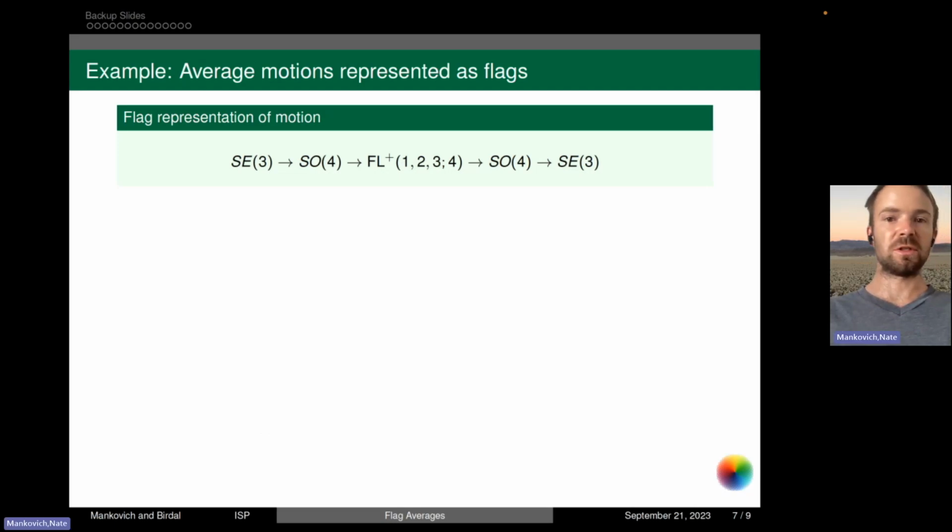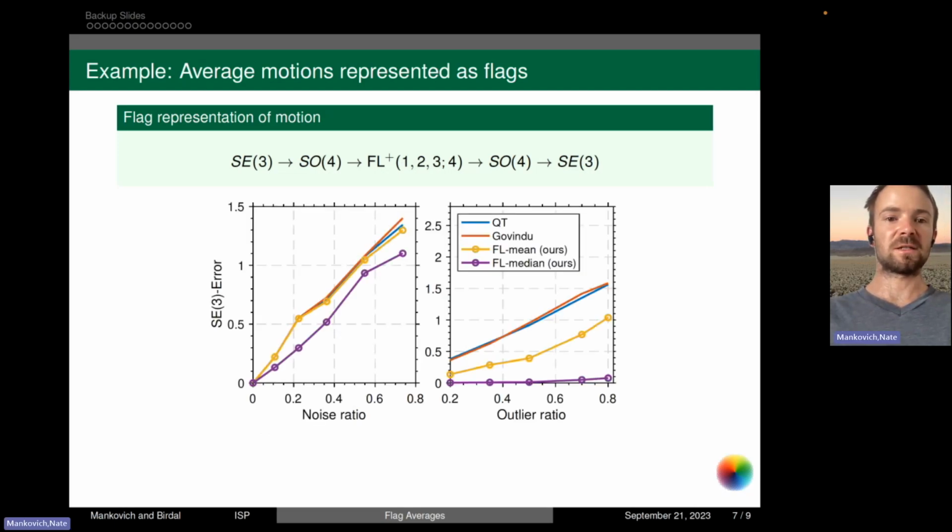Another example is averaging motions represented as flags. The idea here is that we are able to use our flag averaging methods to average motions, and we're able to get averages which are robust to noise and robust to outliers. These are the yellow, the blue, and the purple points, and they're lower than standard motion averaging methods.